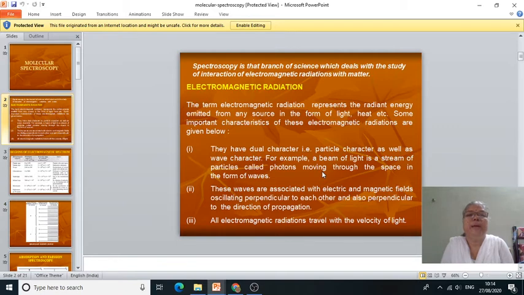Then in the emission spectra, the electrons from the higher energy level return back to the lower energy level, and at that time we obtain the emission spectra. Again, the nature of atomic spectra is very simple, and the nature of molecular spectra is complicated. The molecular spectra is also called the band spectra. In atomic spectra we have only lines, and in molecular spectra we have a large number of lines pasted together.